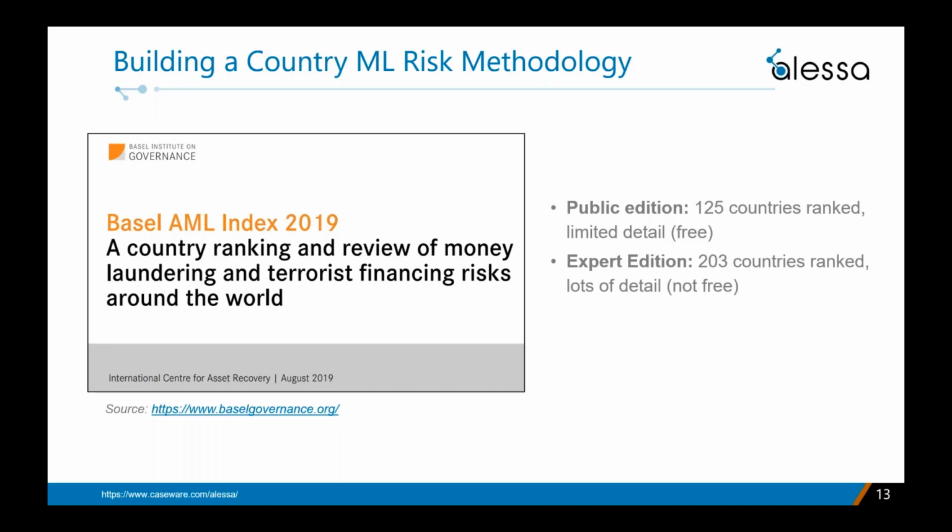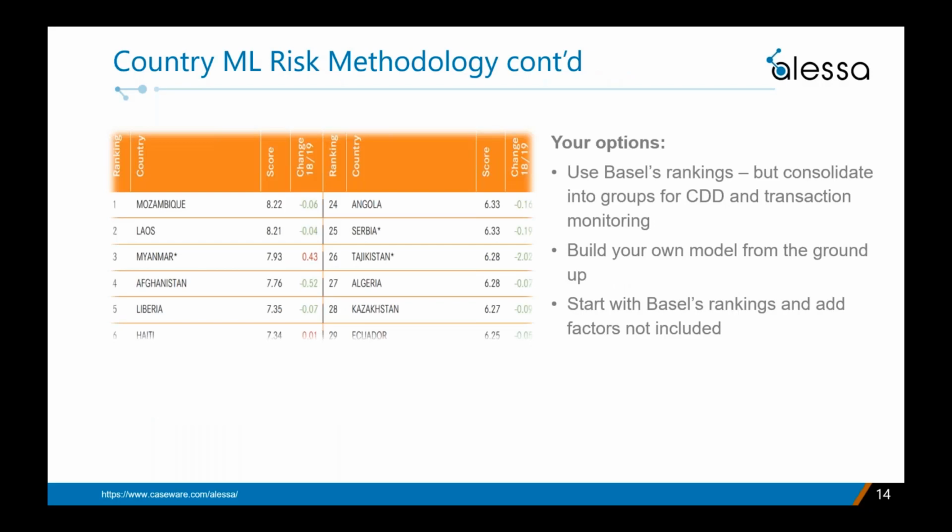Now, the public edition of the Basel AML Index covers 125 countries, and it has a limited amount of detail. Of course, if you want the expert edition, you have to pay for it, but you get lots more detail and rankings of 203 countries, as well as some really great interactive stuff. Now, the Basel AML Index is fantastic. It's extremely well researched and documented, and it does all the heavy lifting for you. Now, this image is a snapshot of the 2019 rankings. In my opinion, though, you would need to take the Basel results a step further to be able to incorporate them into your customer risk scoring and transaction monitoring.